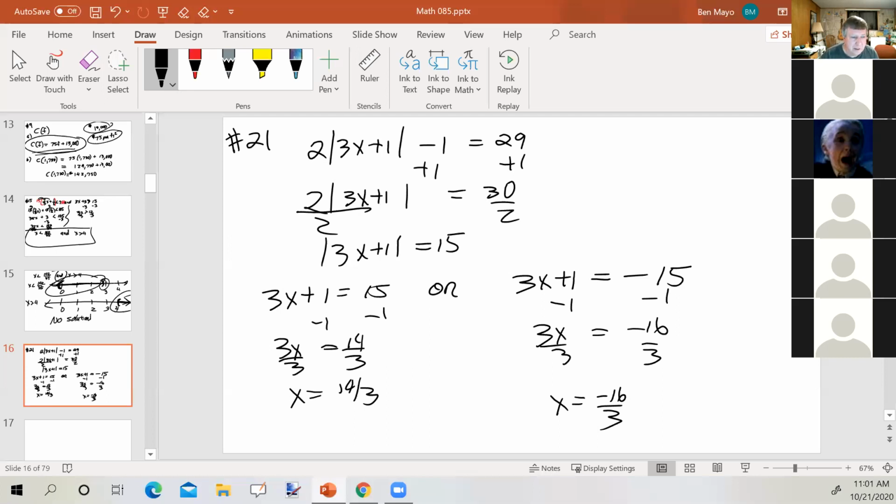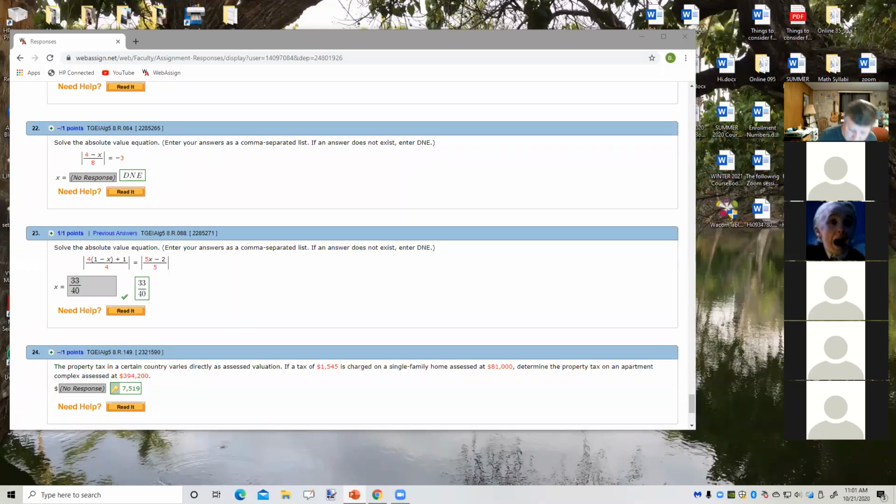Okay. Now we're going to go back here and take a look at number 22. Let's see, we've got the absolute value of 4 minus x over 8 equals -3. Here it says solve the absolute value equation, enter your answers as a comma separated list. If an answer does not exist, enter DNE.